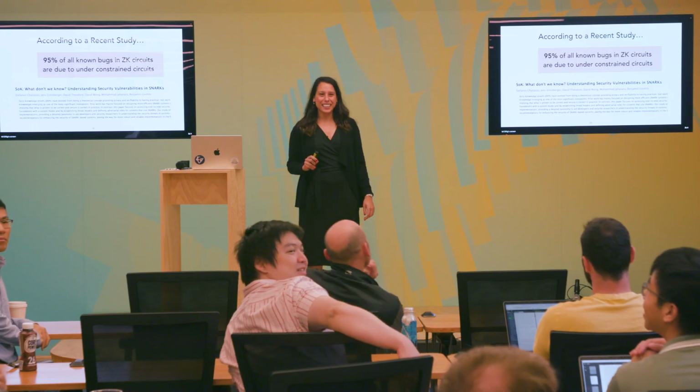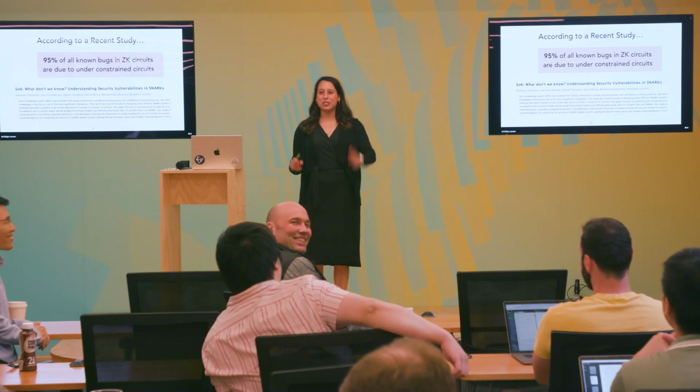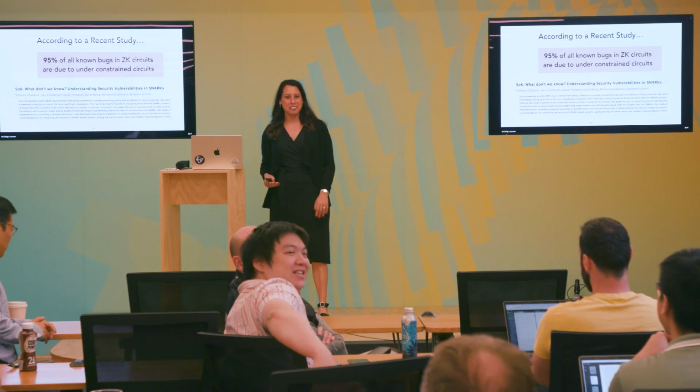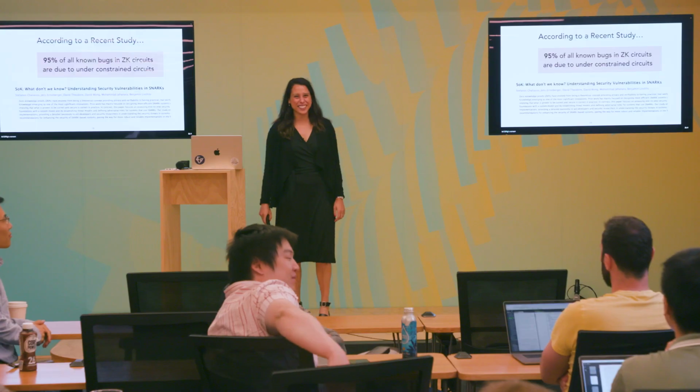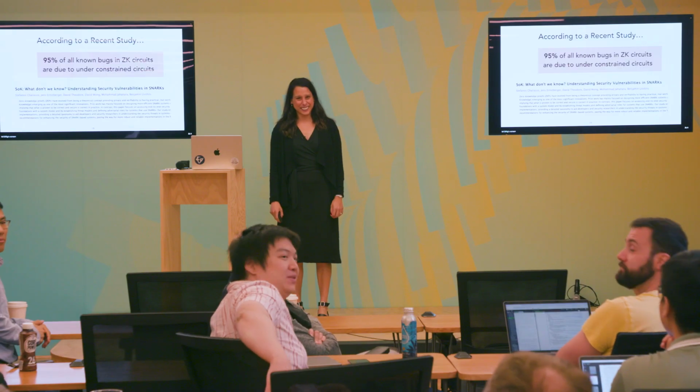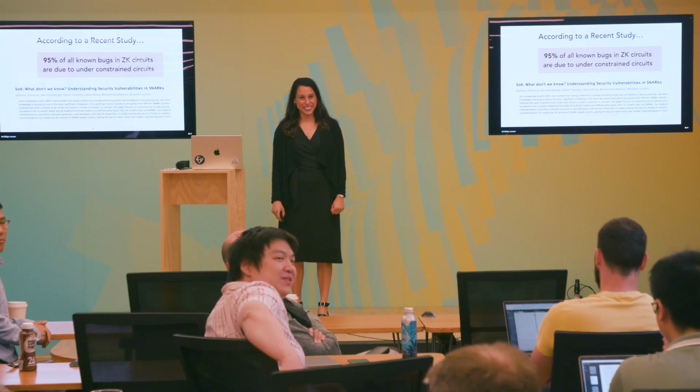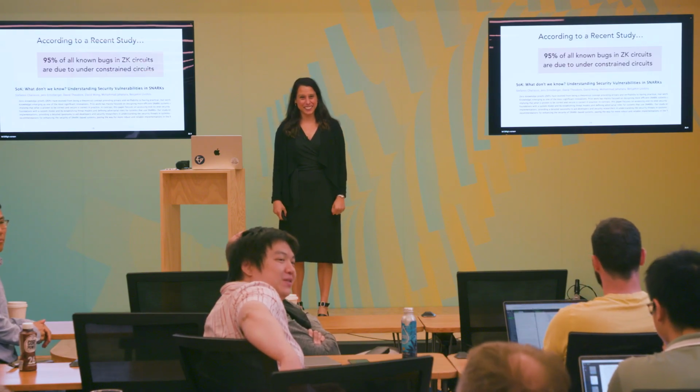Sorry, what was the question? Oh, right. Isn't there sample bias? Could it be that the reason 95% of all known bugs in ZK circuits are due to under-constrained circuits is just because those are the ones that people happen to be able to find or have been looking for?